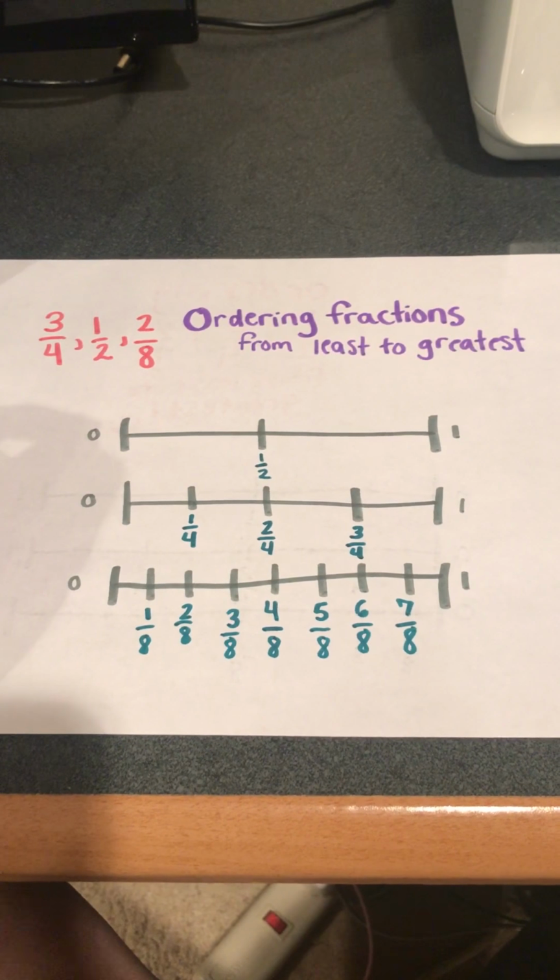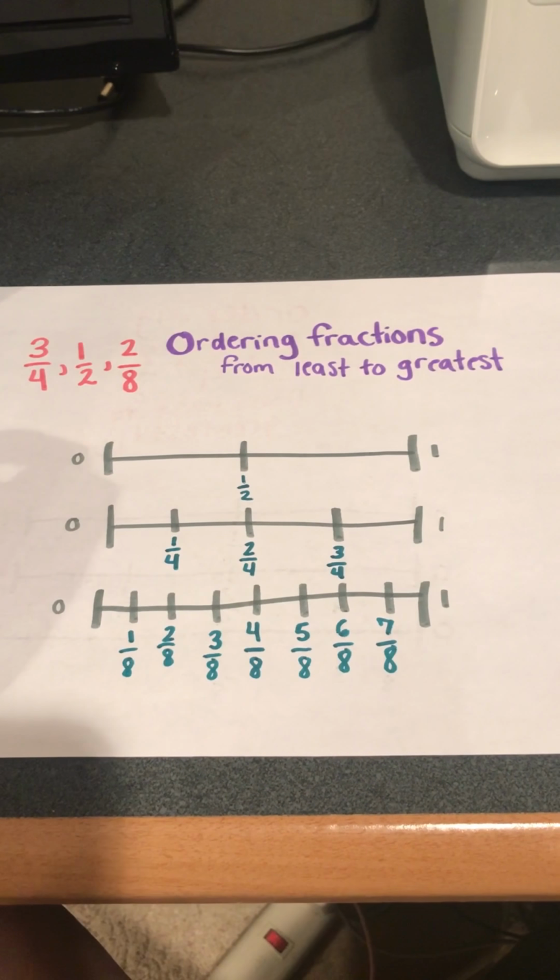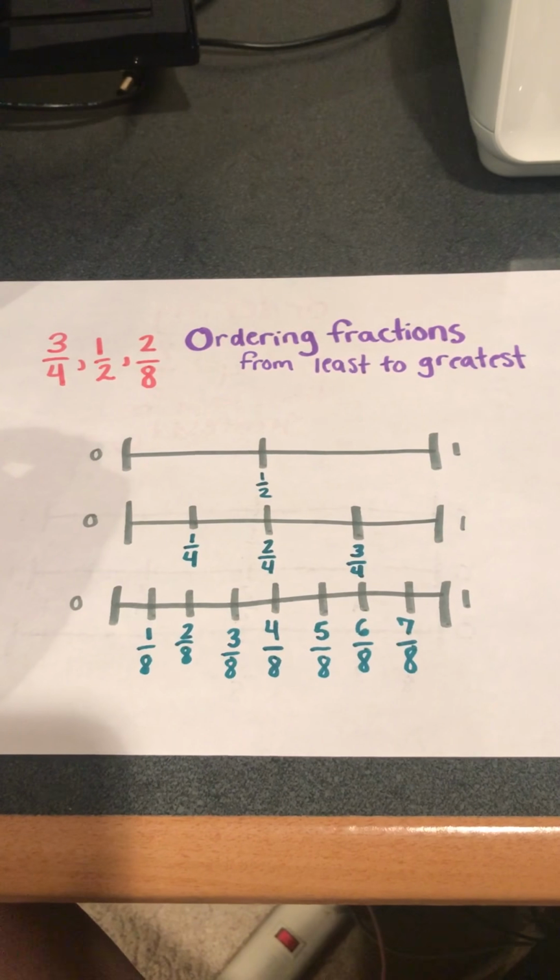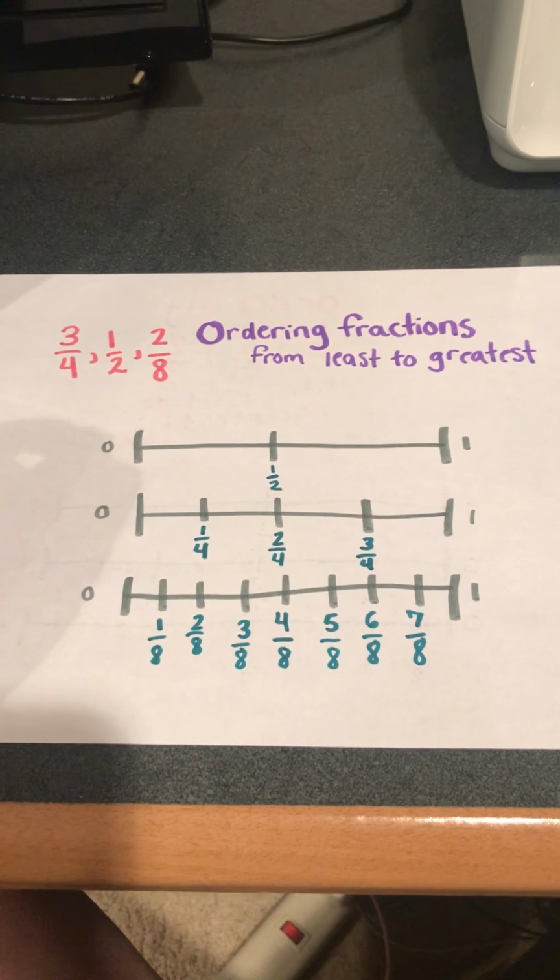In this video, we are ordering fractions from least to greatest. Least means the smallest fraction. Greatest means the largest fraction.